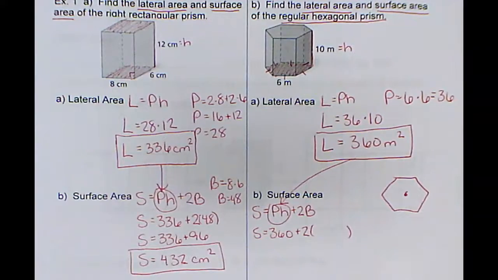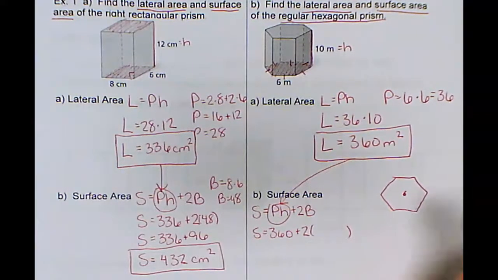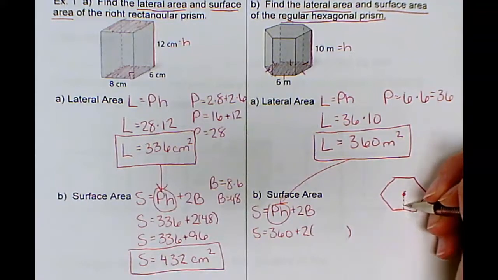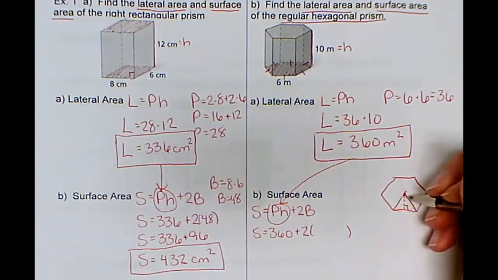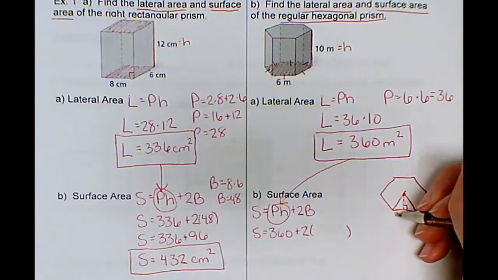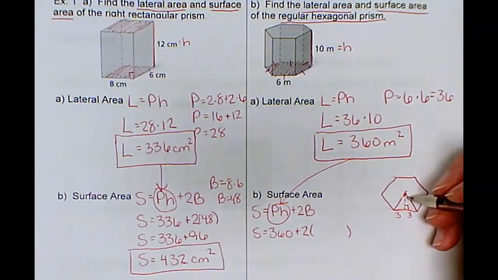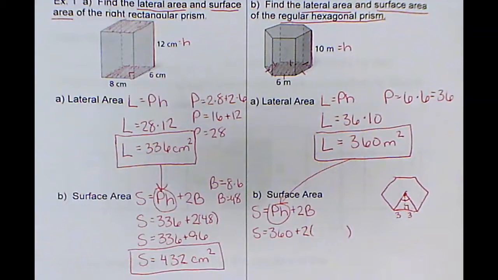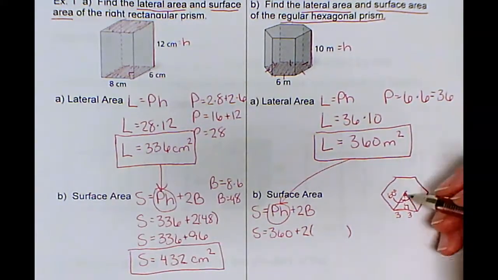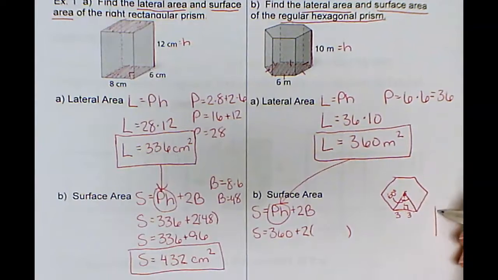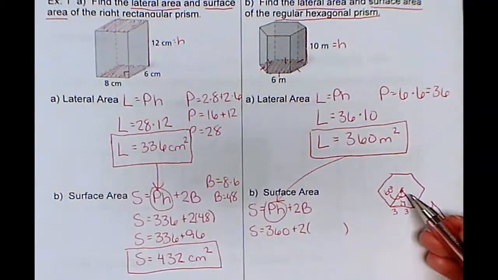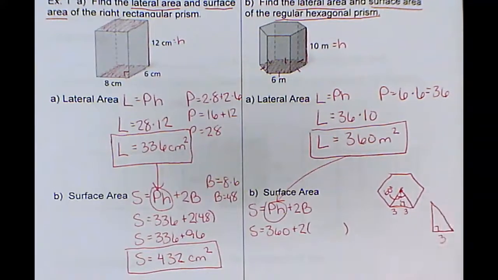I'm going to use the formula for the area of a polygon because this is a polygon. We know that this is 6 meters. So if I draw 2 radii and the apothem, if this whole thing is 6, then this piece is 3. This central angle is 360 degrees divided by 6. So that's 60 degrees. If I take out this triangle right here, if this whole angle is 60 degrees, then half of it is 30 degrees.